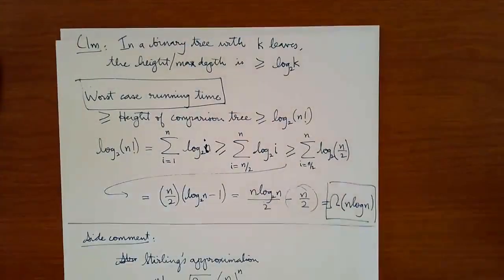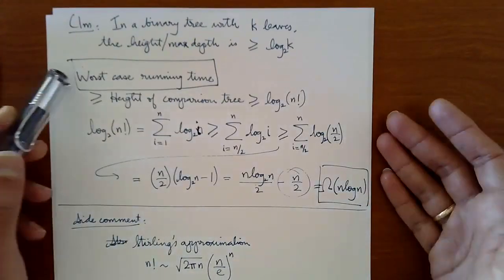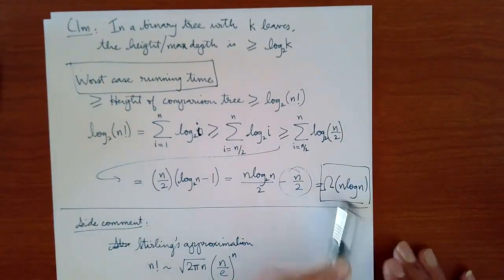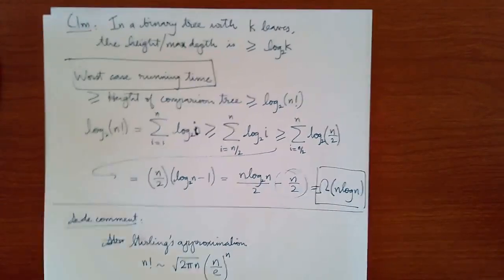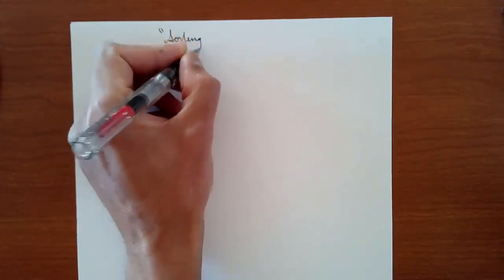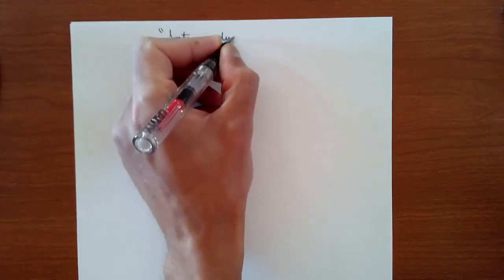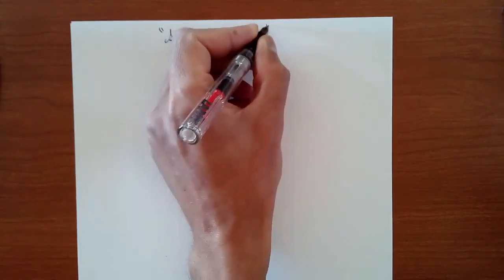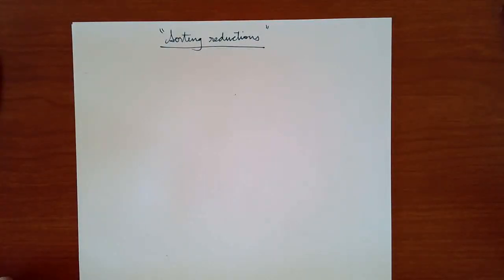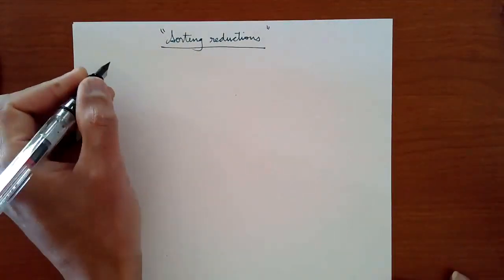All right, so the worst case running time of a comparison-based sorting algorithm is omega n log n. Many other lower bounds can be proved by doing what are called sorting reductions. Now, I don't want to go deep into what reductions are. I will leave that for the next lecture. But what is a sorting reduction?